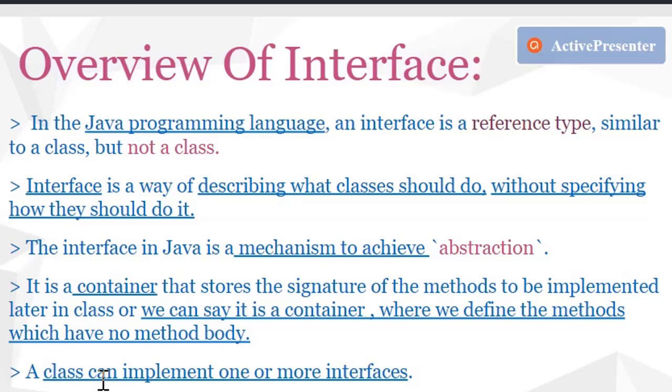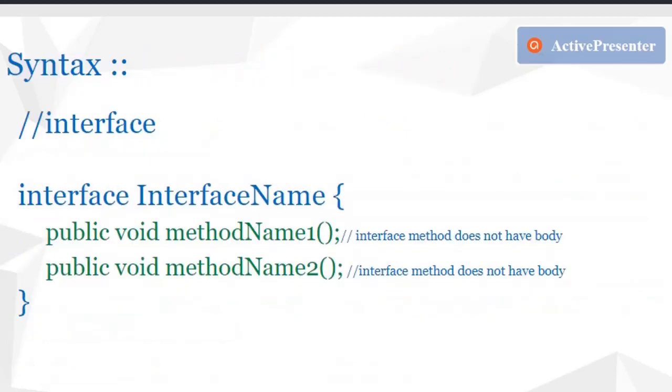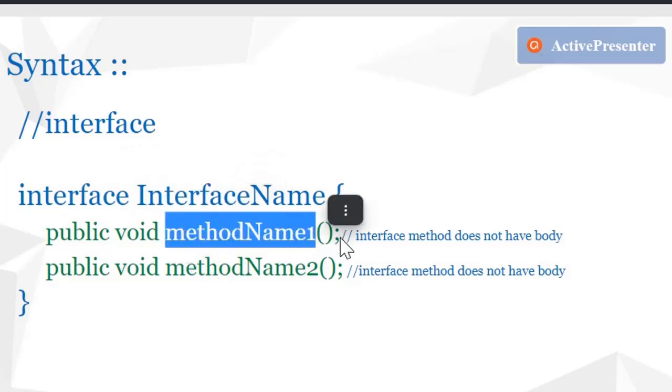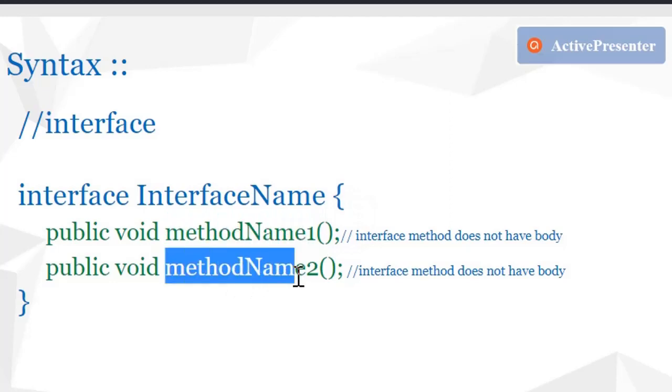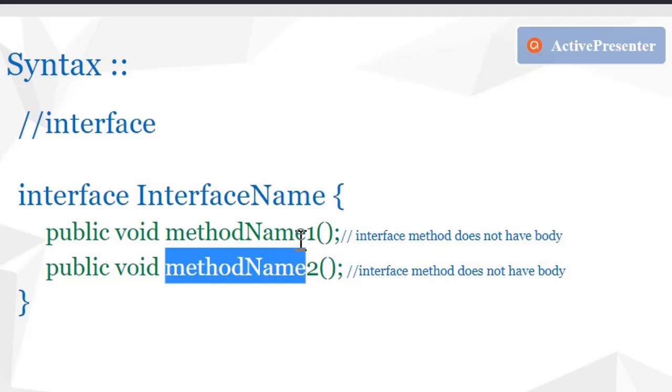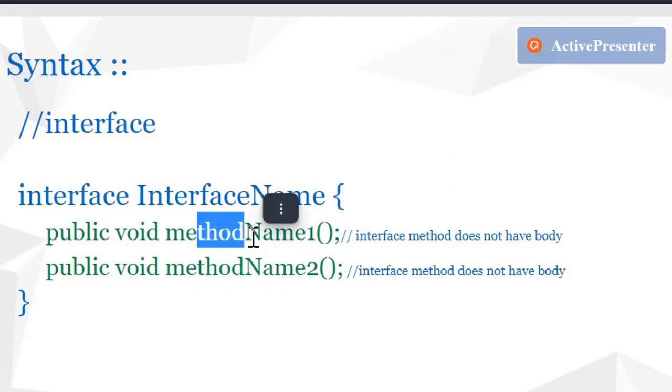A class can implement one or more interfaces. So this is the syntax of interface. We use the keyword interface, interface name, this is the method name, and with semicolon, method name 2 and with semicolon. You can see it has no method body. That means I want idli, but I do not tell you how to prepare idli. It is up to you. Now take this idli method and prepare idli and give it to me.